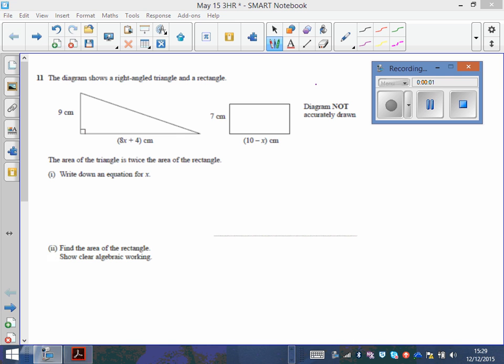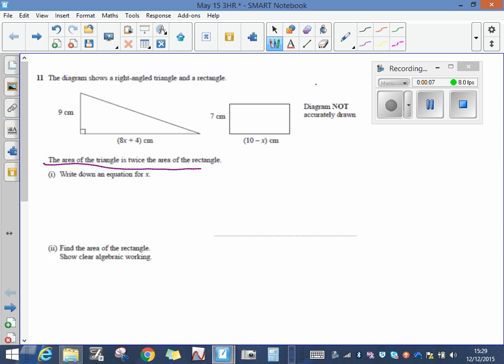First thing we need to do here is realize what the question's actually saying. First of all, they're telling us that the area of the triangle is twice the area of the rectangle. Another way of saying that is to say that the triangle area is equal to, because "is" in maths is "equal to", 2 times the rectangle area. So let's just keep that in mind, because that's where our equation is going to come from.